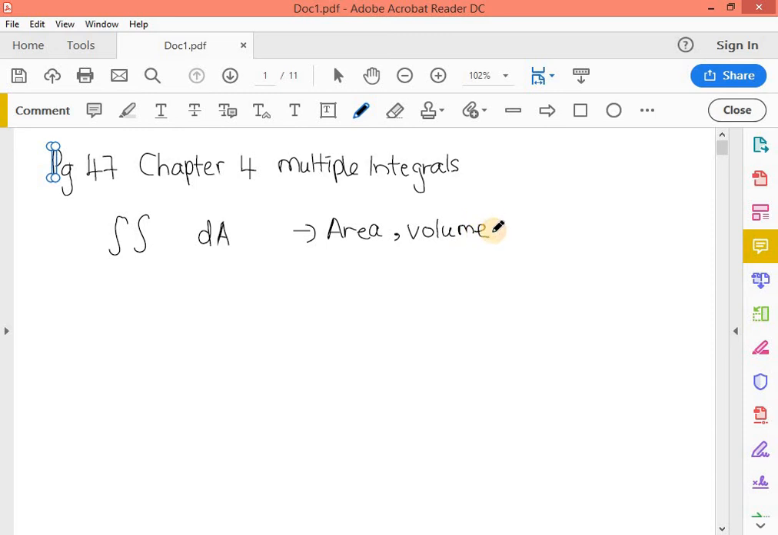Okay, you have learned how to draw a 3D structure, right? So you will have to use this double integral to find its volume and also to find the surface area. Okay, surface area of the 3D structure that you have constructed. So this dA actually represents area. Okay, area, and you have to deal with two types of coordinate system that you have learned before. That is Cartesian, okay, and also polar.